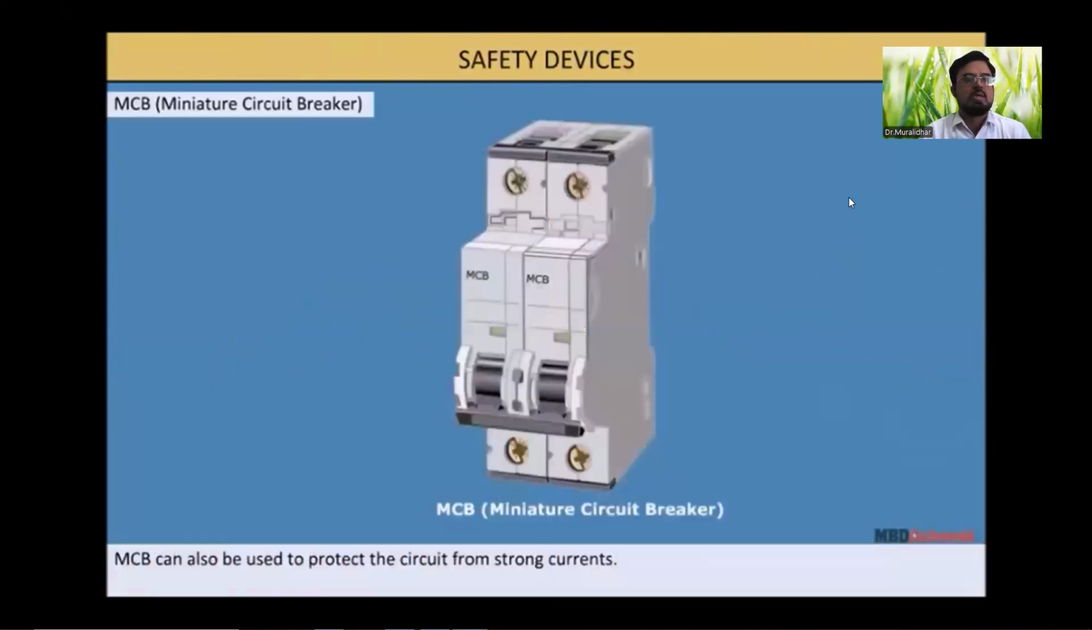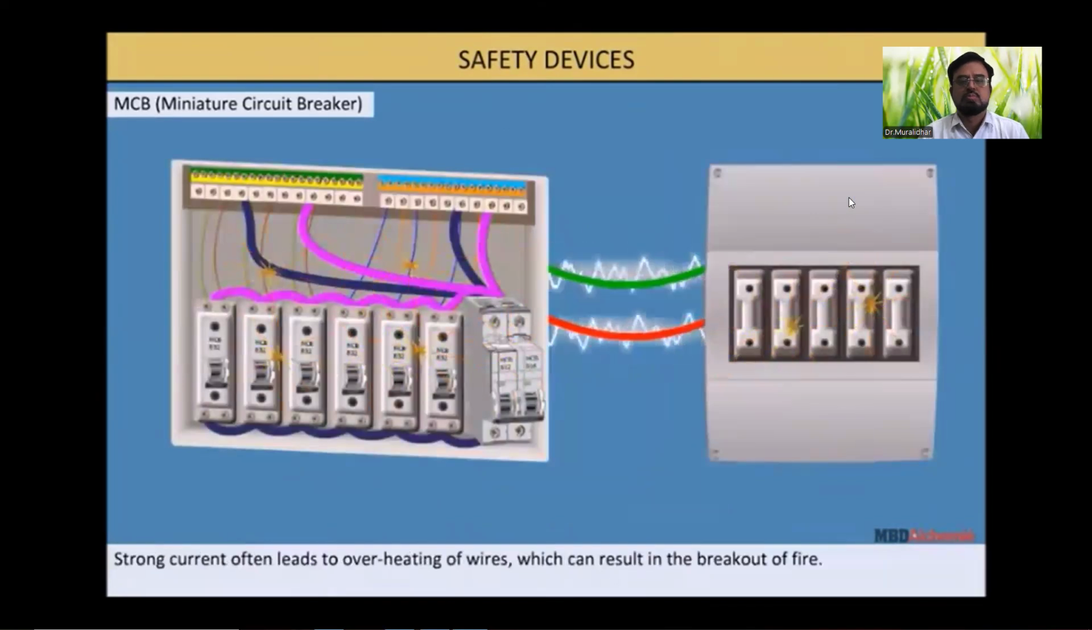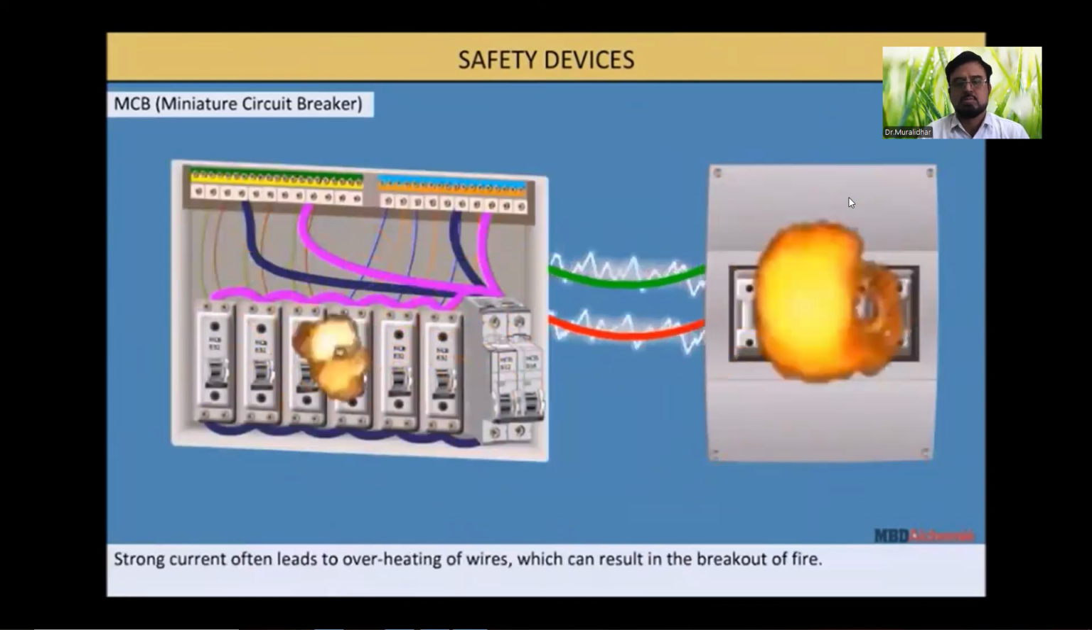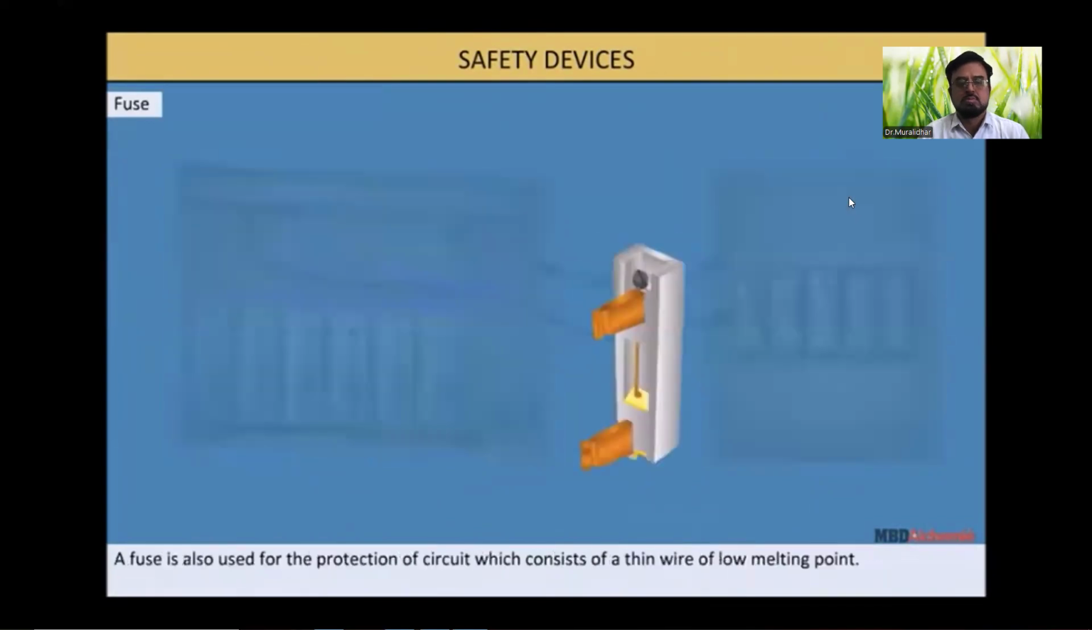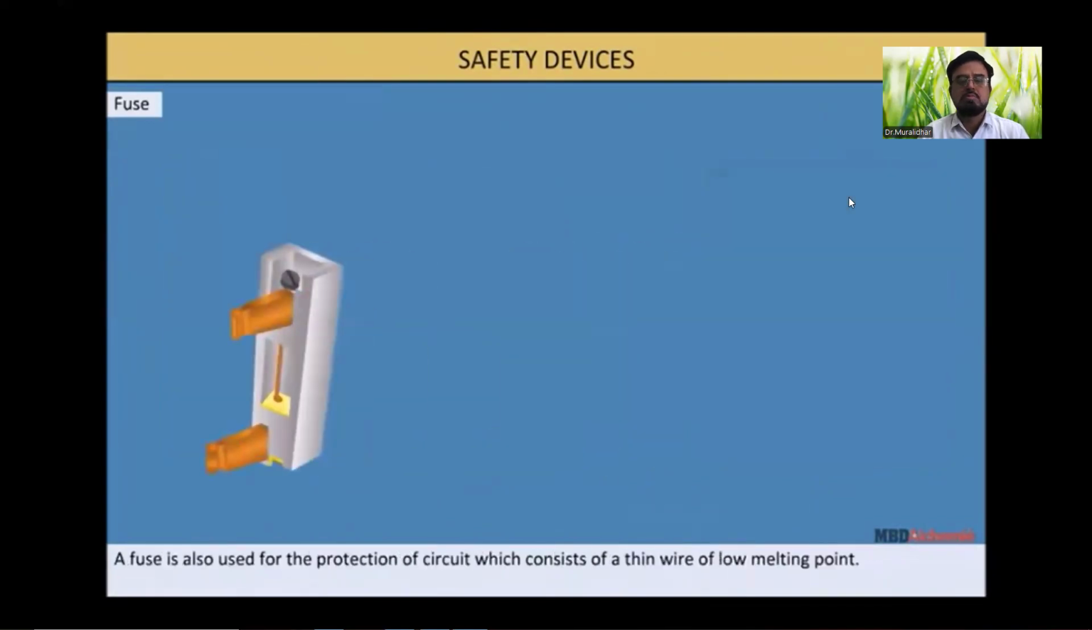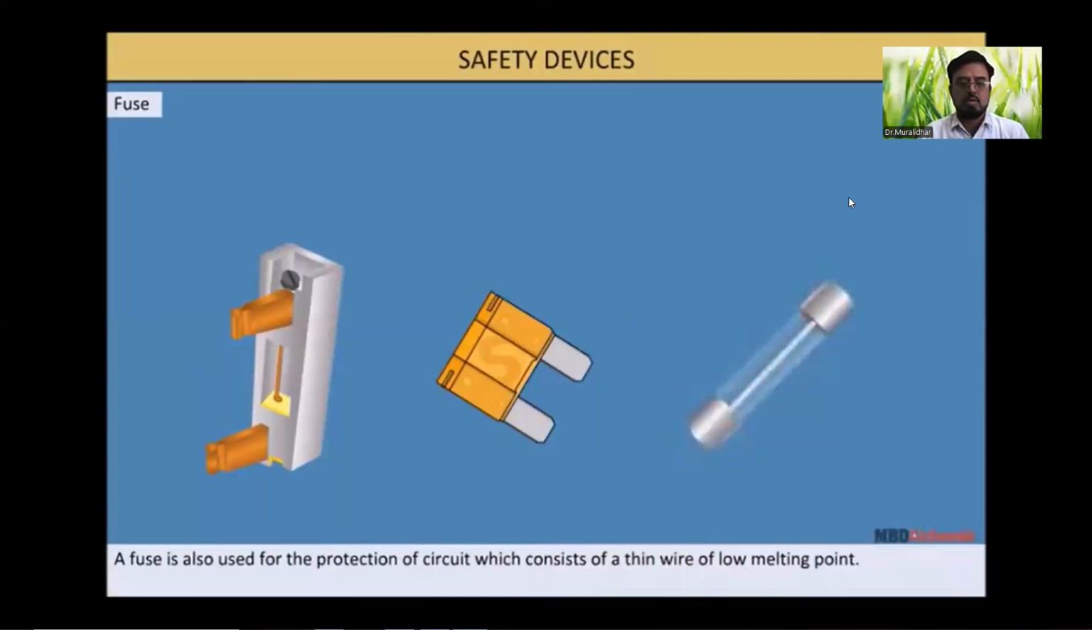Safety devices. A miniature circuit breaker is used to protect a circuit from strong current. Strong current often leads to overheating of wires, which can result in the breakout of fire. A fuse is also used for protection of a circuit, and it consists of a thin wire of low melting point.